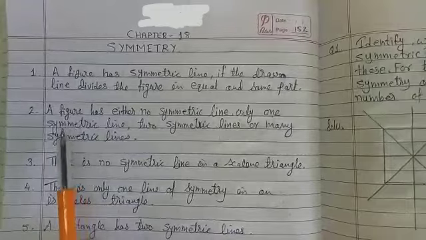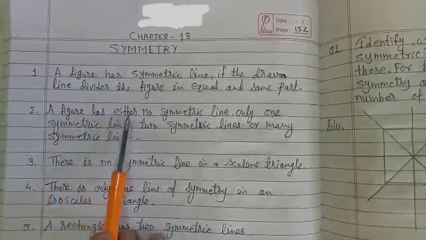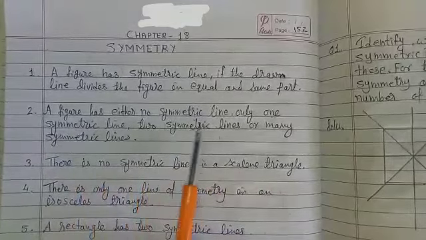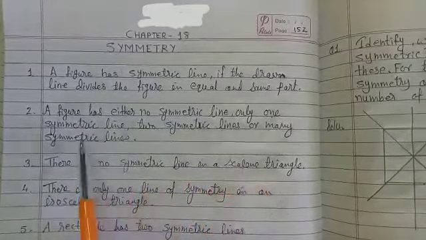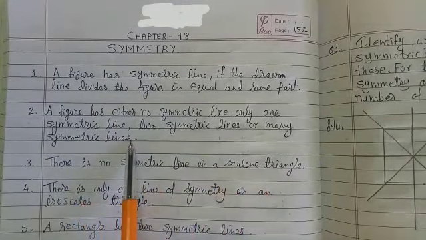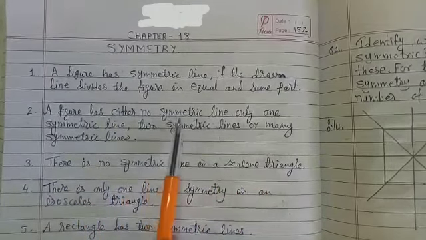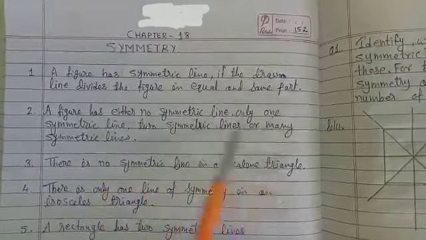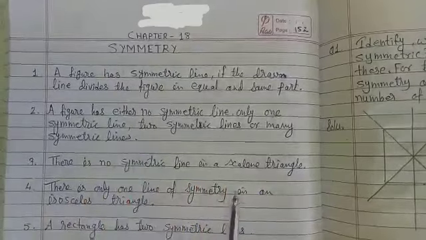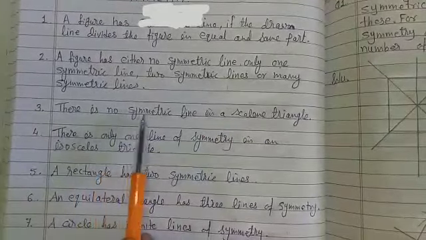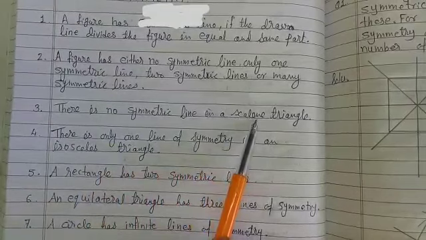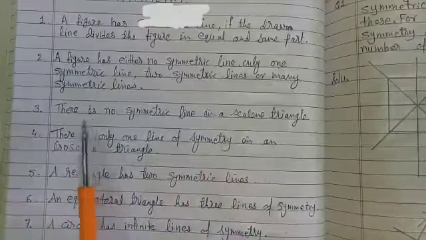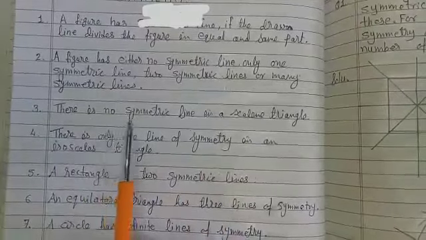Now see different types of symmetry. A figure may have no symmetry line, only one symmetry line, two symmetry lines, or many symmetry lines. Now the third point: there is no symmetry line in a scalene triangle. Remember points 3, 4, 5, 6 and 7. These points are very important. Fill in the blanks, true and false can be asked from this.